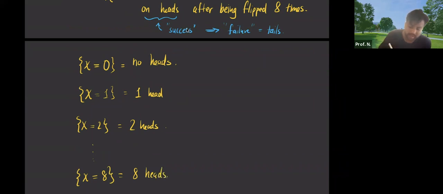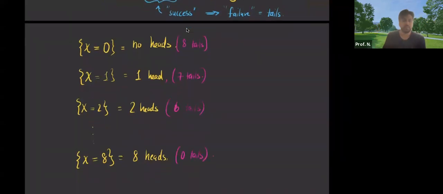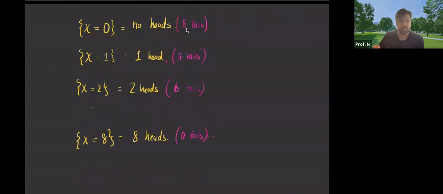And if I have no heads, then what's associated with having no heads? I got 8 tails. If I have 1 head, what's associated with that? I have 7 tails. If I have 2 heads, then I got 6 tails. So on and so forth, right? If I have 8 heads, then I have 0 tails. So far, so good. Does that make sense? So my random variable is defined by the number of heads that I have in 8 flips of a coin.